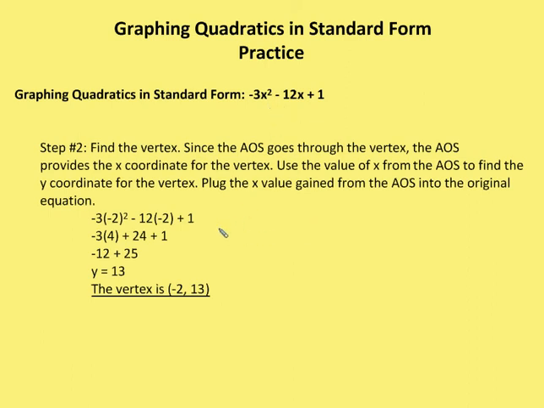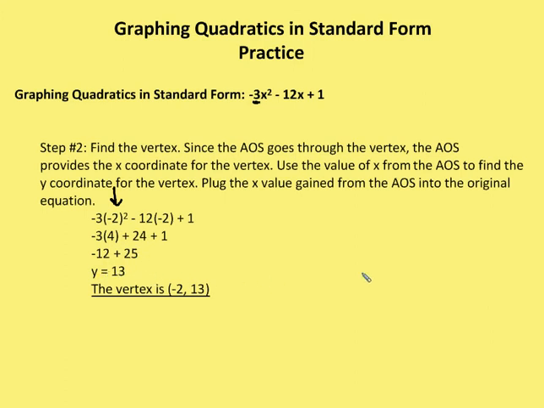Now we're going to plug in negative 2 in for x. So I have negative 3 from the quadratic, times negative 2, which was x, squared, minus 12 times x, or negative 2, plus 1. So now I use PEMDAS, so I'm going to tackle my exponents first. Negative 3 times 4 plus 24 plus 1. I have minus 12 times minus 2 is plus 24. And I end up with negative 12 plus 25. Y is equal to 13.